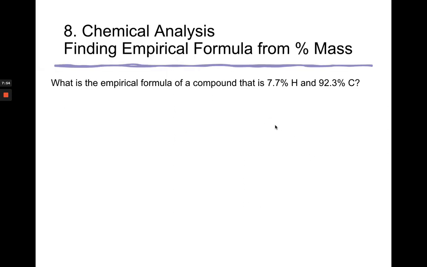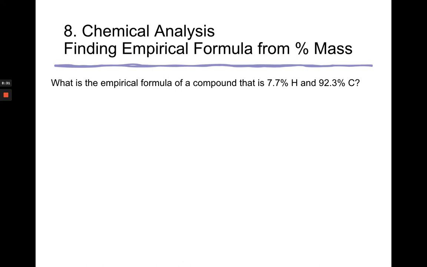Okay, now there's one more type of empirical formula problem from percent mass that you're going to have to master. And this is really cool because once your lab techs have essentially burned and figured out the percent mass of hydrogen and carbon in any hydrocarbon, or really any formula, you can find out what the empirical formula is. And then if you have that additional piece of information from the mass spec of the molar mass, you can really identify the compound. So we're going to go step by step through this problem.